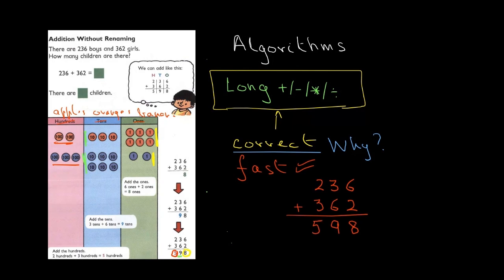And you should also be able to see this as, please remember, 59 tens, for example. Also, it doesn't just have to be 5 hundreds, 9 tens, and 8 units. You should be able to see it in different ways. Okay? So this is addition without renaming.